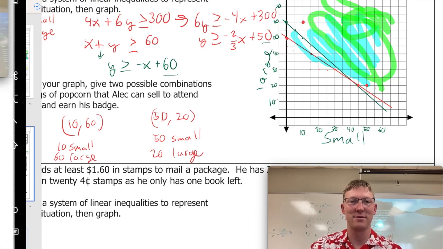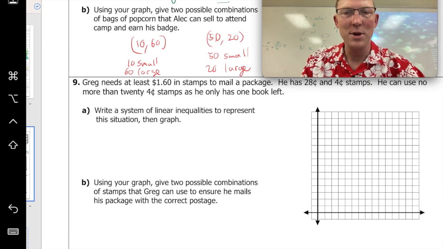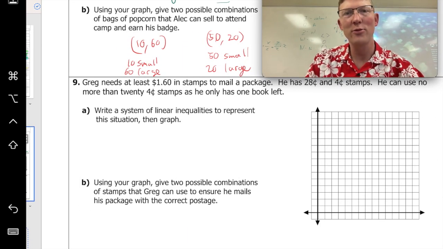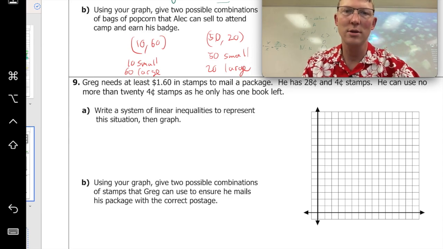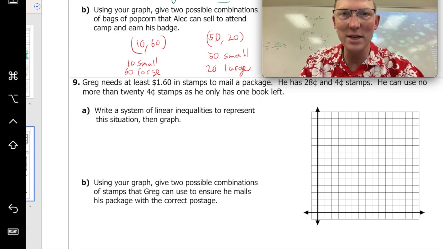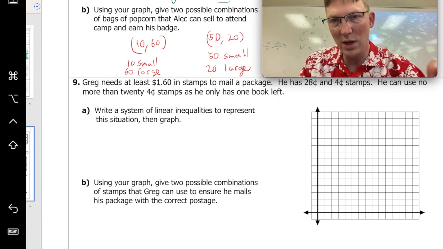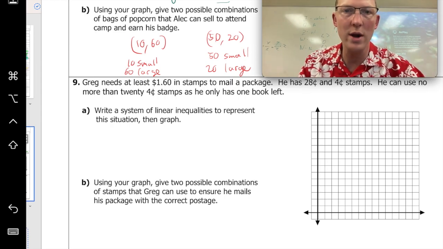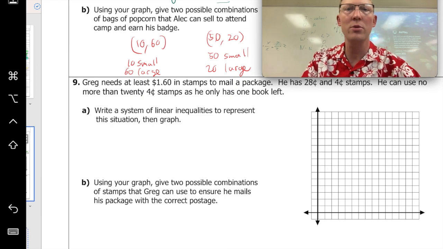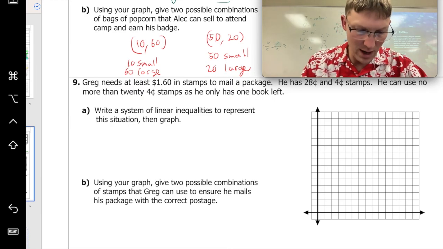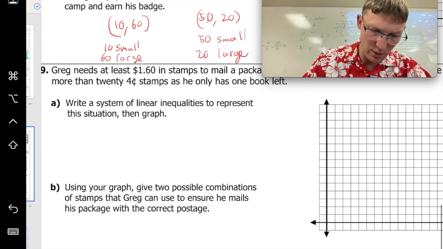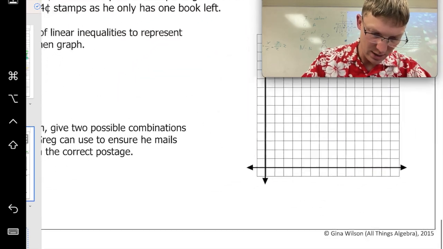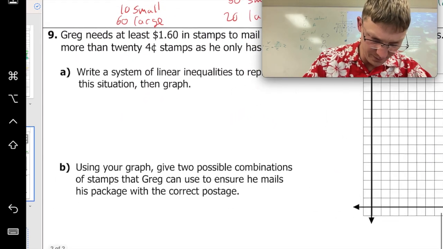Let's do it. All right, last but not least, I figured I'd finish out the word problems for you all, just because I know how much you love word problems. So here we go. It says Greg needs at least $1.60 for the stamped mail package. He has 28-cent stamps and 4-cent stamps. He can use no more than 20 4-cent stamps as he only has one book left. So step 1, write a system of linear inequalities to represent this situation, then graph.